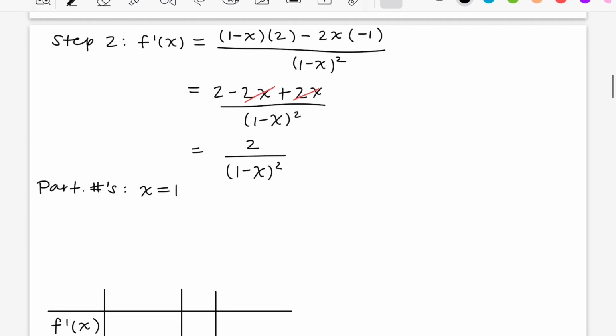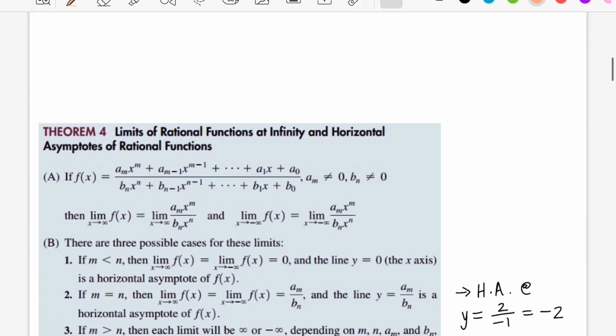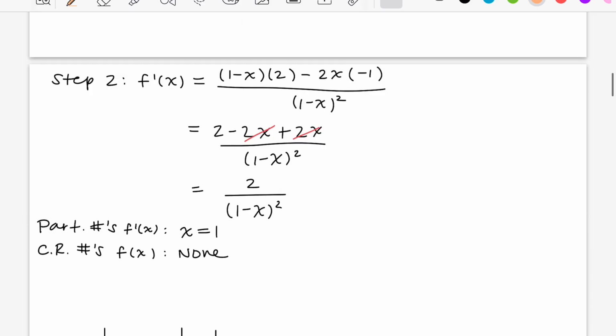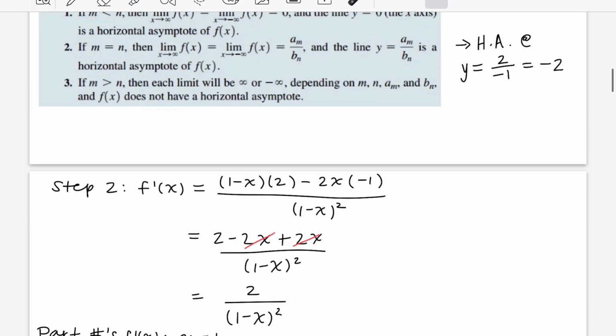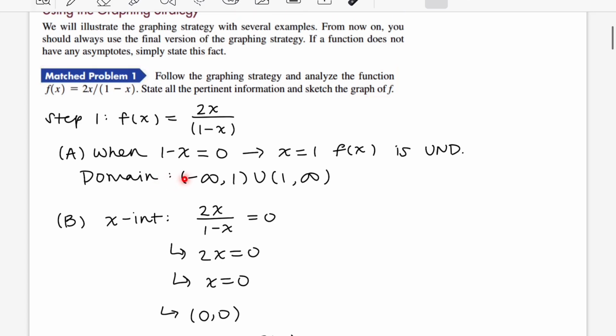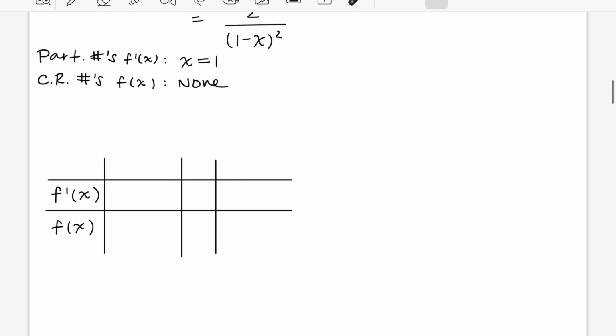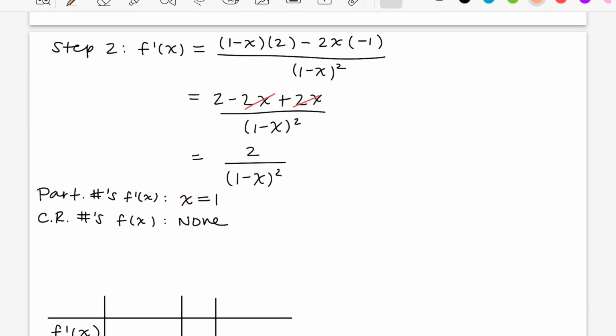Right? Then we also want to find our critical numbers, I'll abbreviate like that, of our function. So this would be the partition numbers of our derivative. And we also want to find the critical numbers of our function. Alright, so in this case, we do not have any critical numbers, because remember, the critical numbers of our function have to be in the domain of our function. And we saw up here that the domain of our function is all numbers except 1. So that means this partition number, x is equal to 1, is not in our domain.